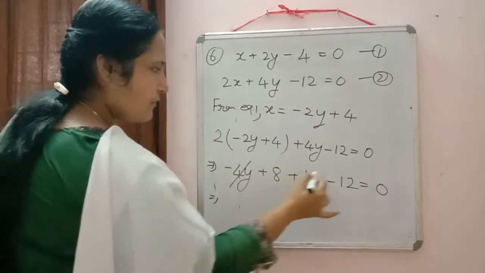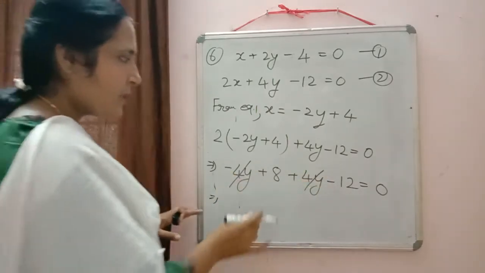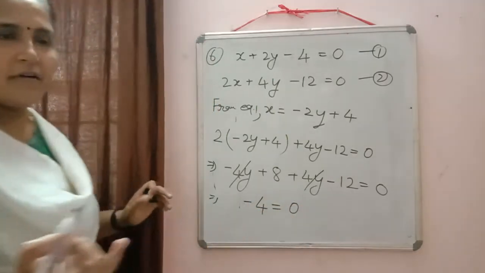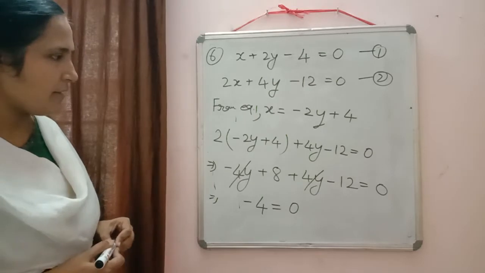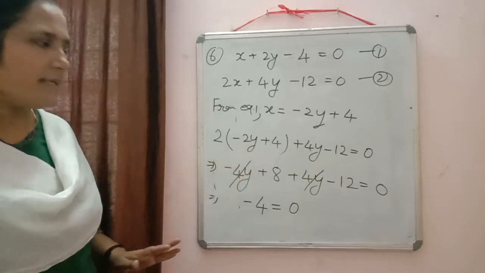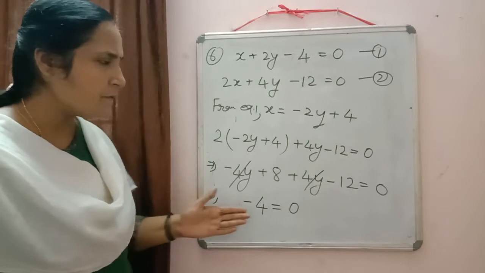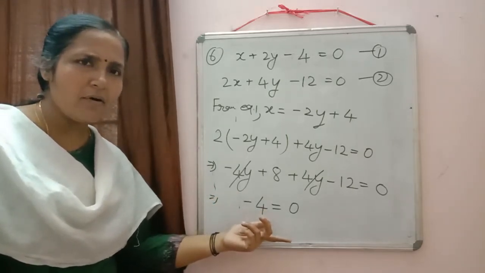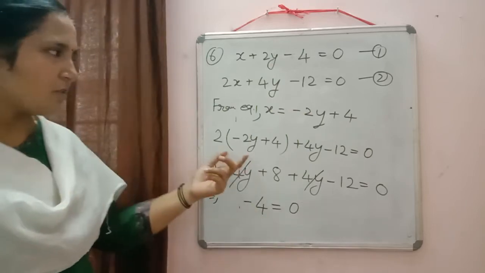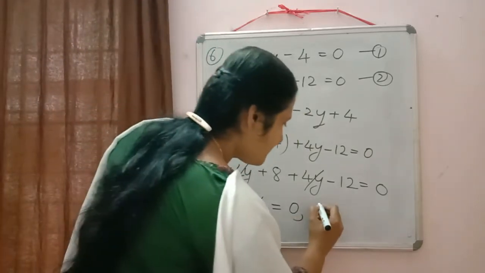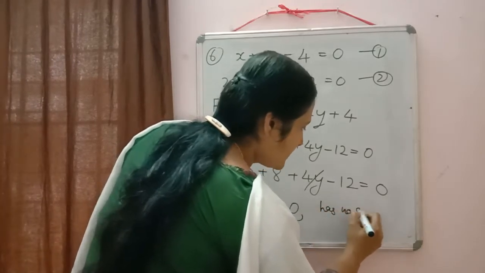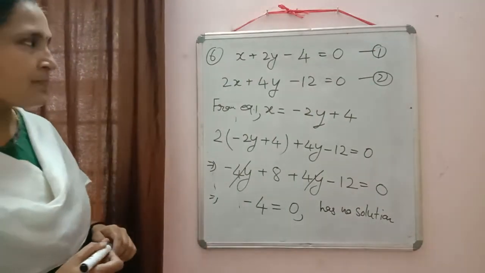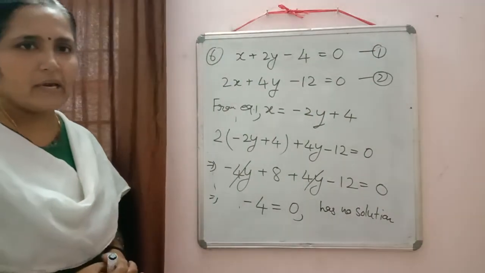So here minus 4y and plus 4y cancelled. We are getting 8 minus 12, minus 4, is equal to 0. We are not getting any variable here. The variable itself got cancelled, and what we are getting? Minus 4 is equal to 0. Is it true? Minus 4 is equal to 0? No, not true. So this equation has no solution. We cannot find a particular value of x and y which will satisfy both the equations.